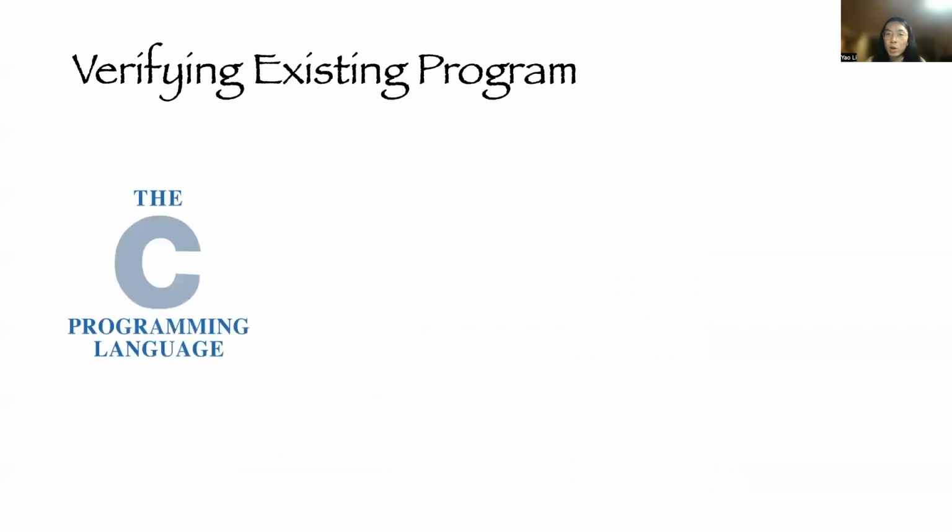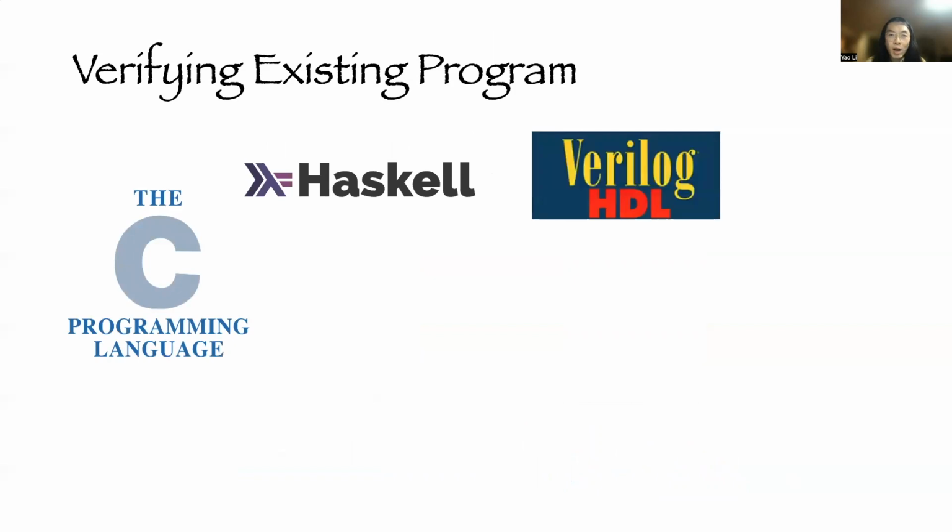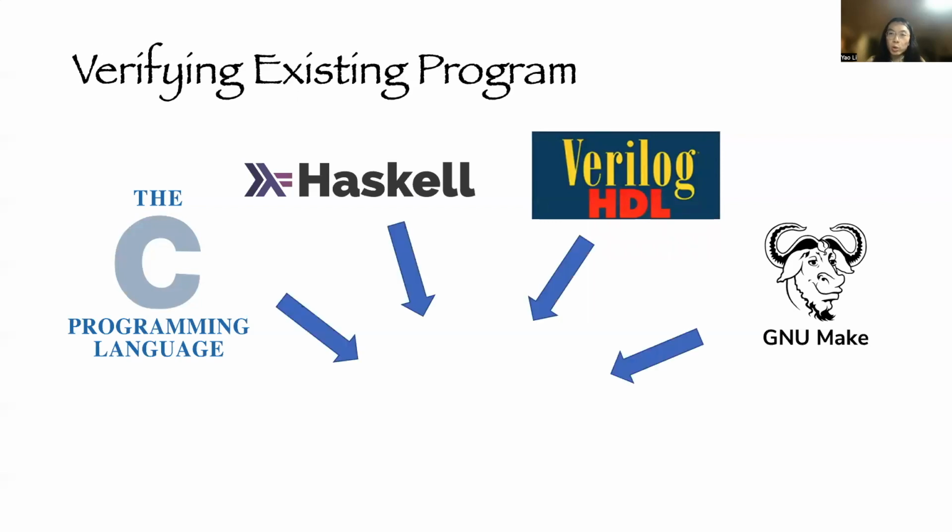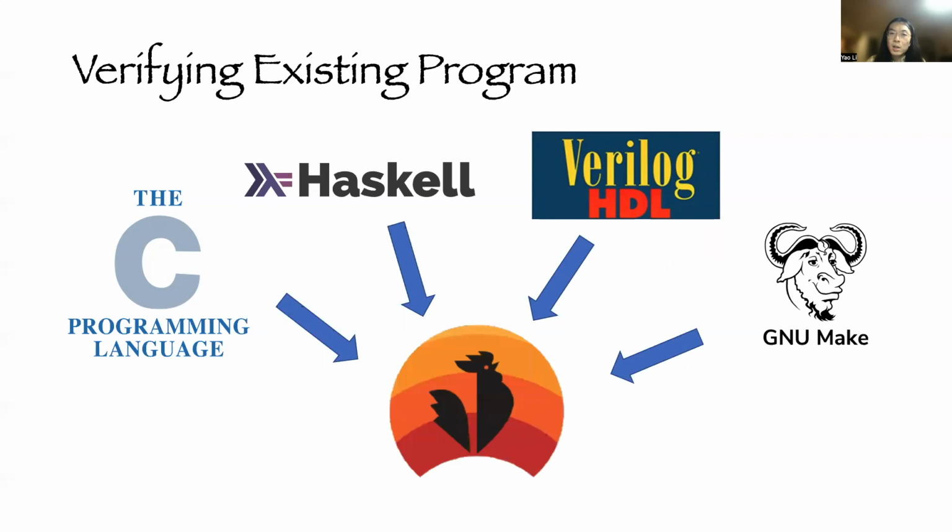Suppose you want to verify an existing program. The original program might be written in C, Haskell, Verilog, or Makefile, etc., which are all mainstream languages that do not support mechanized reasoning. The first step you need to do is embedding such a program in a language that is amenable to mechanized reasoning, such as Isabelle/HOL, F star, or Coq. The step is known as semantic embedding, or simply embedding.